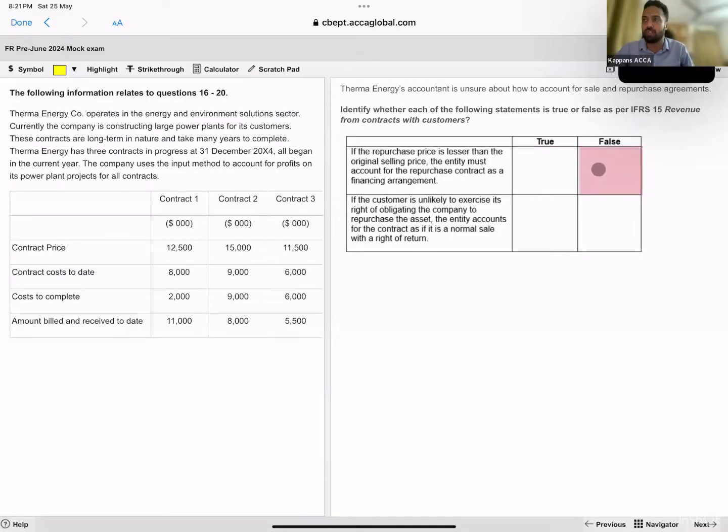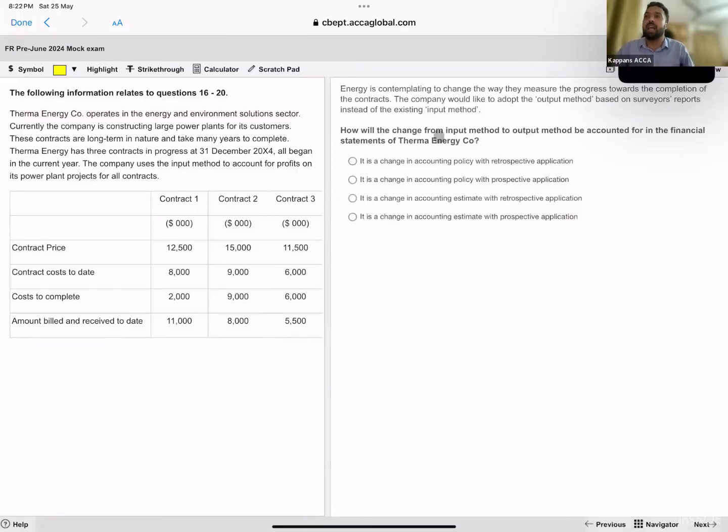That is false. If the repurchase price is lesser than the original selling price, that is a lease. And if the repurchase price is more than the original selling price, then you have to account for it as a financing arrangement. In this case, it's a lease. The next one: if the customer is unlikely to exercise its right to oblige the company to repurchase the asset, the entity accounts for the contract as if it's a normal sale with a right of return. That is absolutely true.